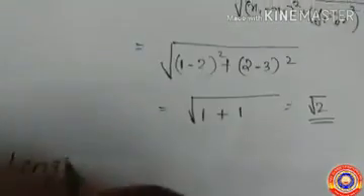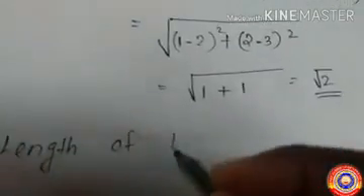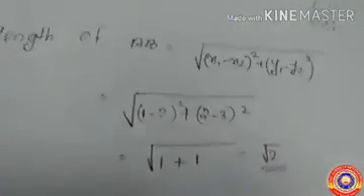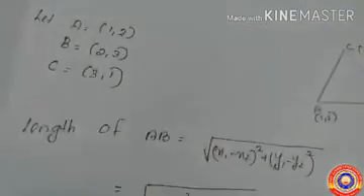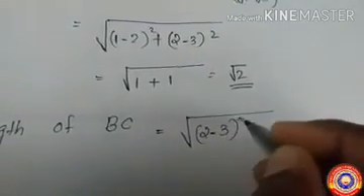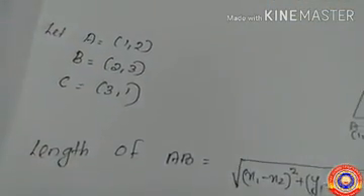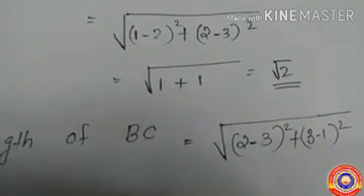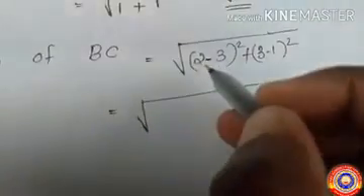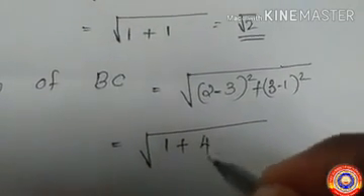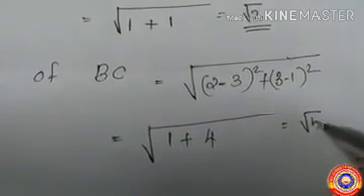Next we have to find the length of BC, which is equal to root of (2 minus 3) whole square plus (3 minus 1) whole square. 2 minus 3 equals minus 1, whole square equals 1. 3 minus 1 is 2, 2 square equals 4. So root of 1 plus 4 equals root 5.